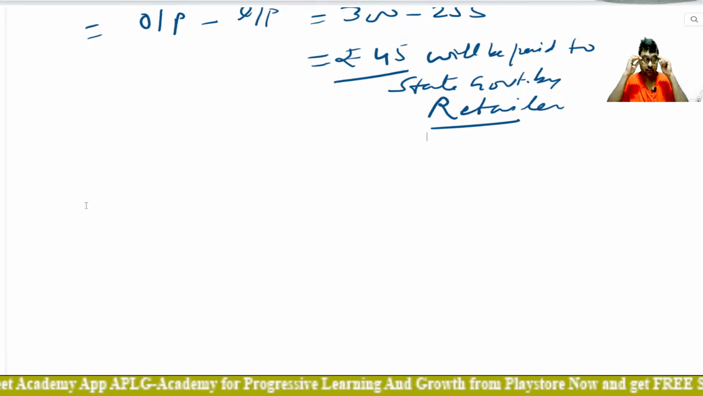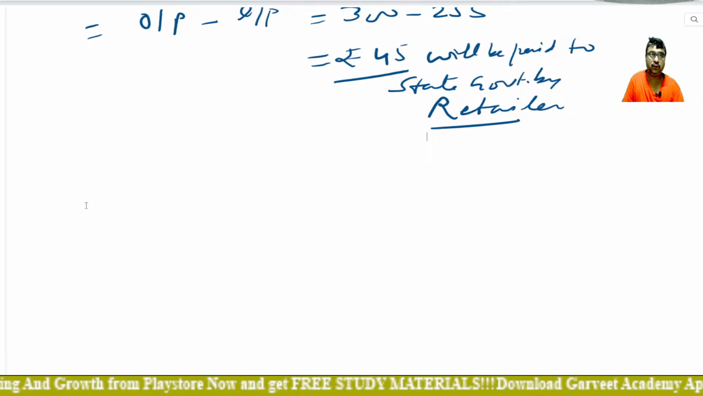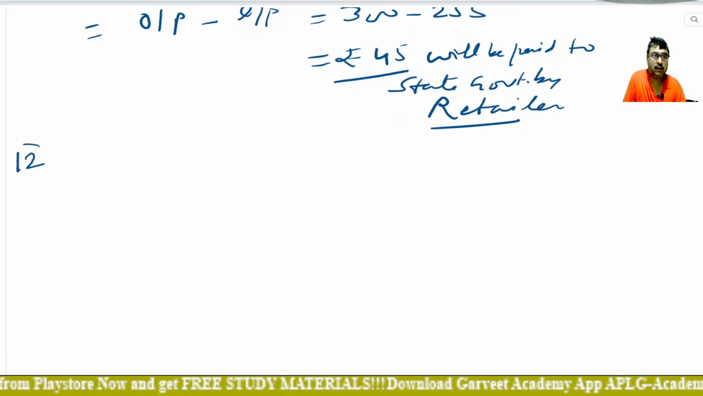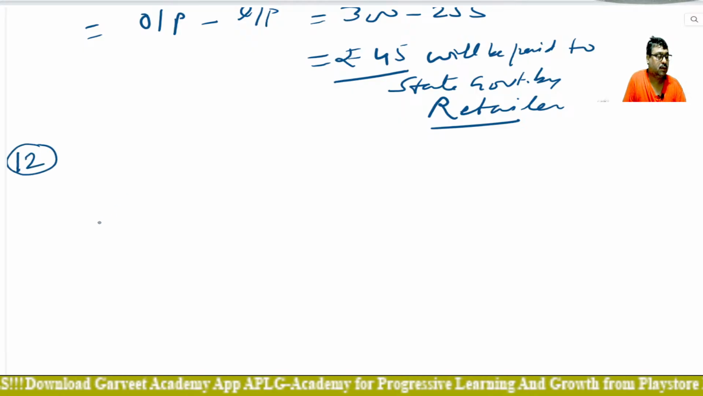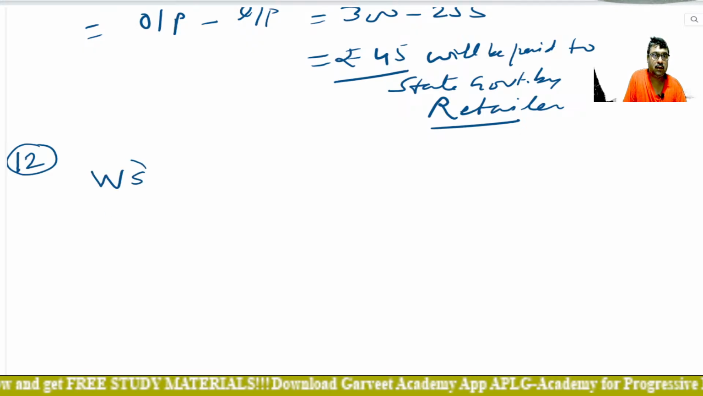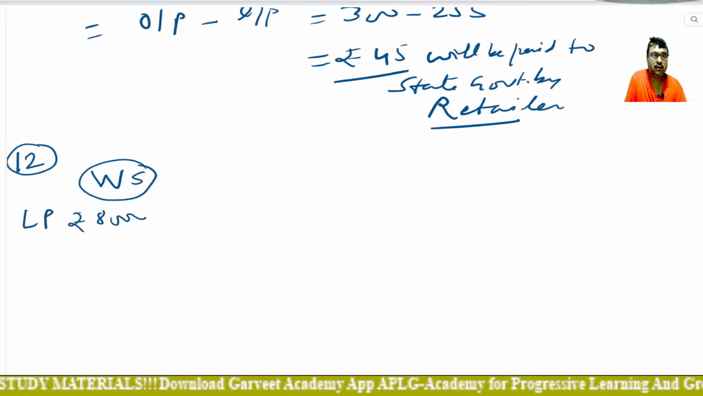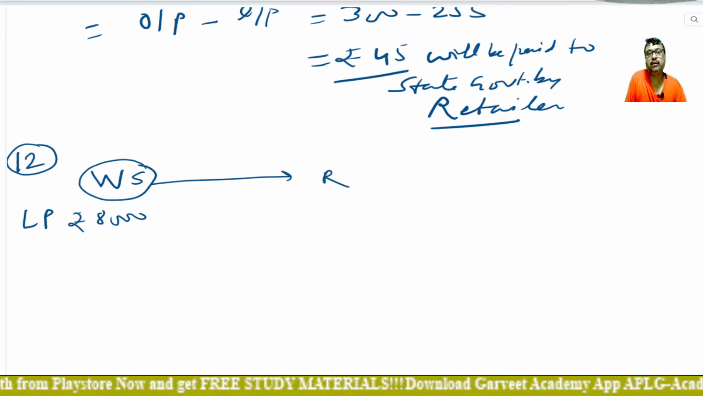Now this is a reverse question. We'll do this question in reverse mode. Let's do it. Try to understand question number 12. A wholesaler is there who gives some discount. The list price is 8,000. He gives some discount to the retailer.